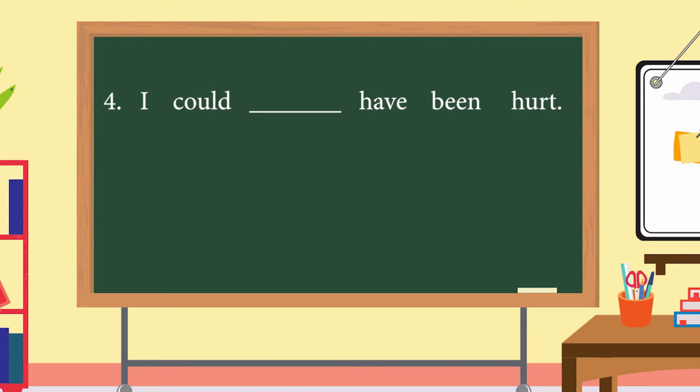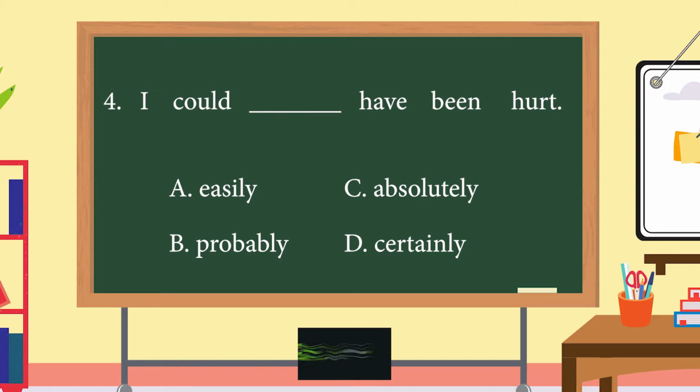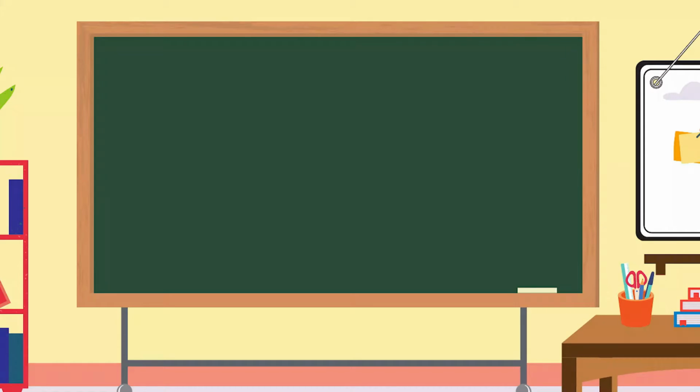Number 4. I could have been hurt. A, easily. B, probably. C, absolutely. D, certainly. Time's up. What is your answer this time? Exactly. Nice answer. The answer is letter A.